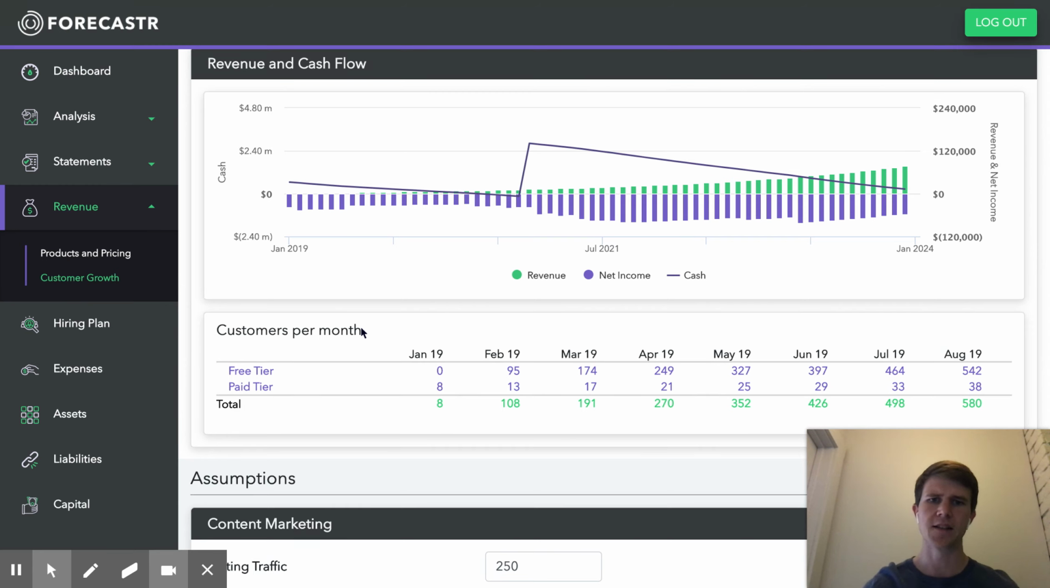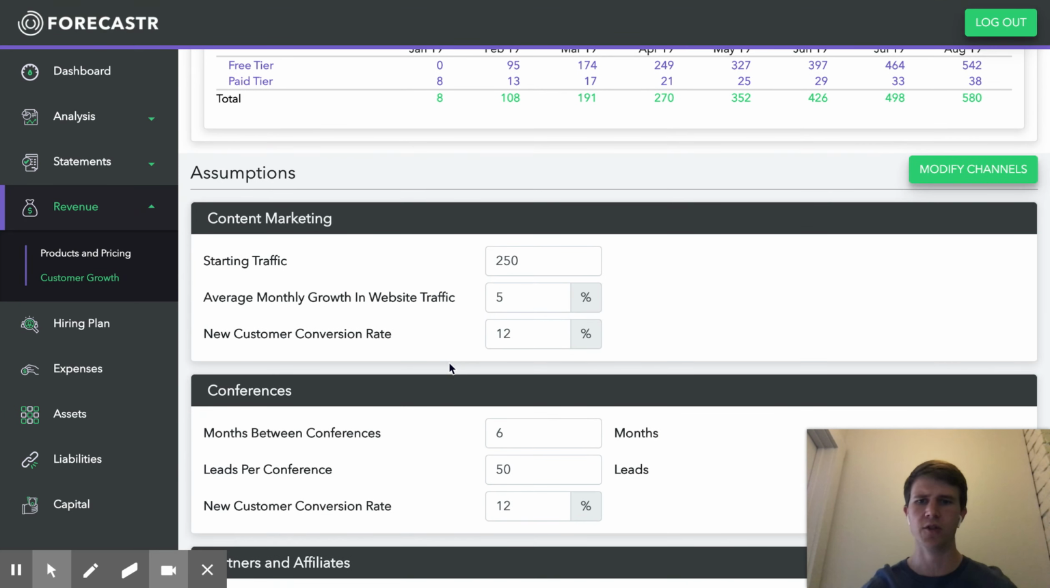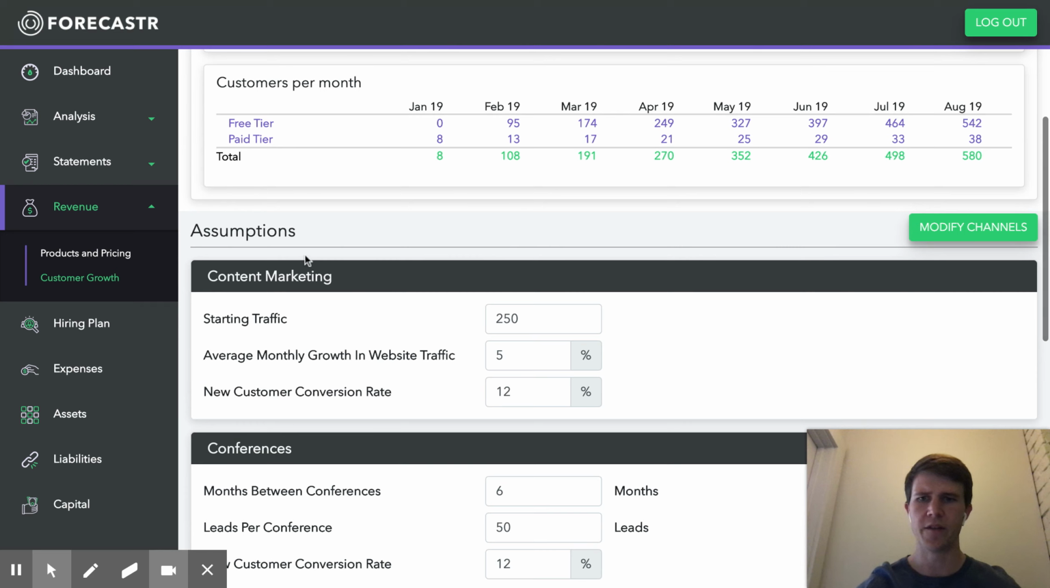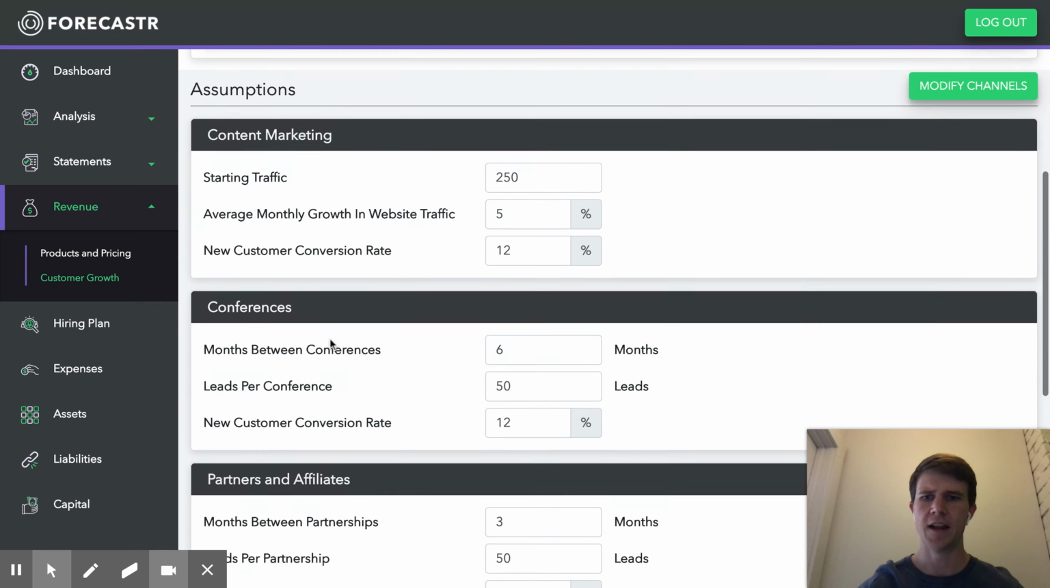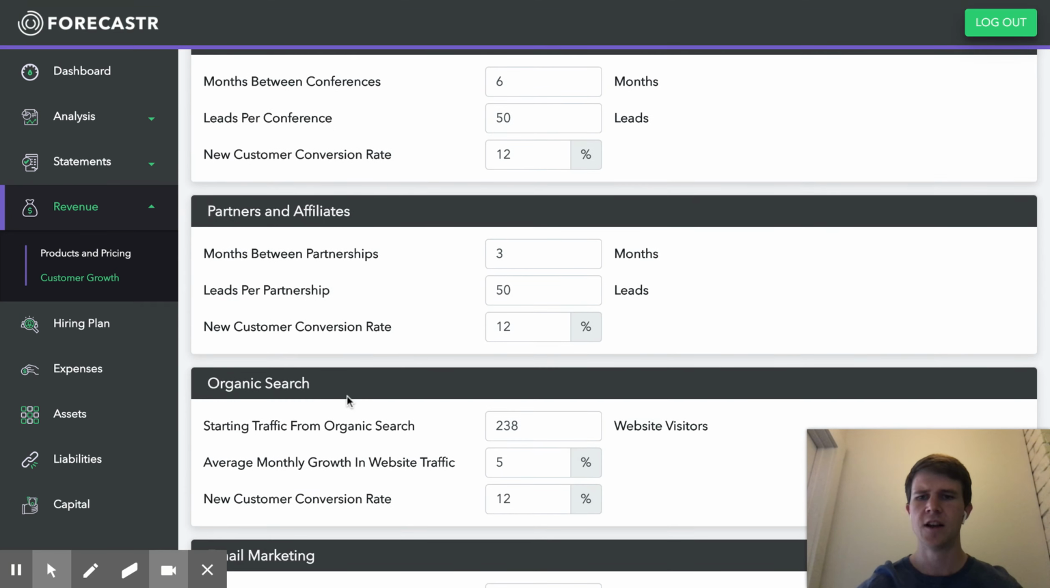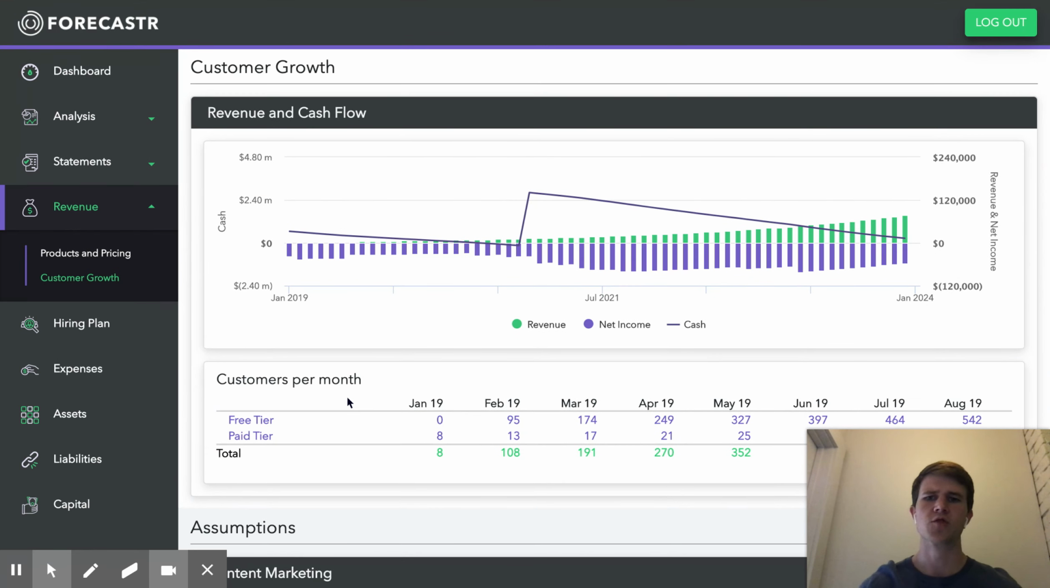This particular forecast is for a SaaS company. We hope to expand horizontally and be able to capture a variety of different business models and eventually be able to forecast for any type of company. But we do a bottoms up approach with Forecastr. So you can see that we've got assumptions like content marketing, conferences, partnerships and affiliates, organic search. We believe that it's really important for founders to truly understand their growth strategy and to get a holistic picture of how your business is growing so that you can understand what's going to happen to your revenue, to your expenses, to your cash, and all of that stuff.